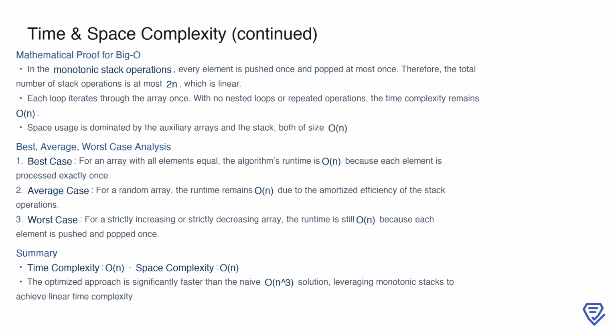For example, in the best case where all elements are equal, each element is processed exactly once. In the average case for a random array, the amortized efficiency of stack operations ensures linear runtime. Even in the worst case, such as a strictly increasing or decreasing array, each element is pushed and popped once, maintaining O(n) efficiency. In summary, the optimized solution achieves a time complexity of O(n) and a space complexity of O(n), making it significantly faster and more space efficient than the naive O(n³) approach, thanks to the use of monotonic stacks.